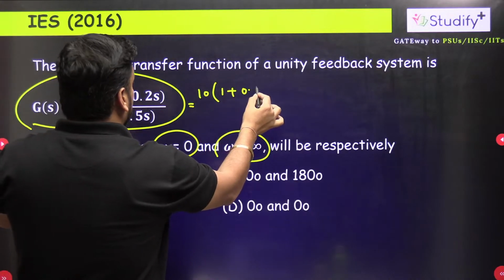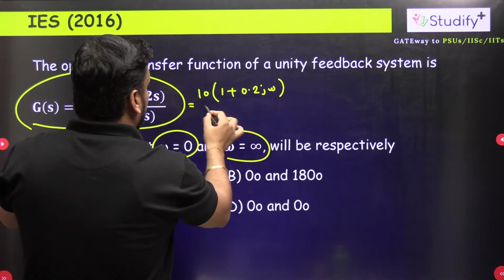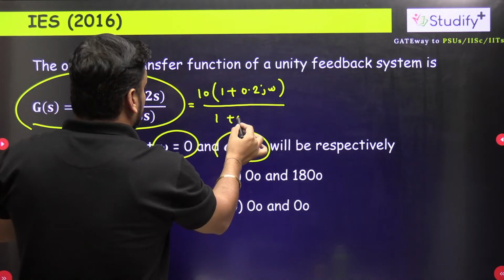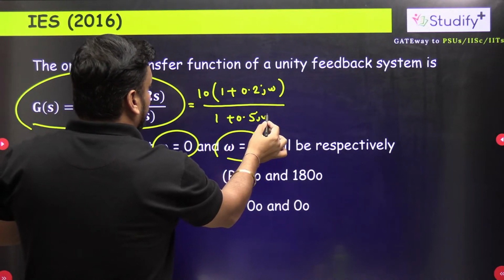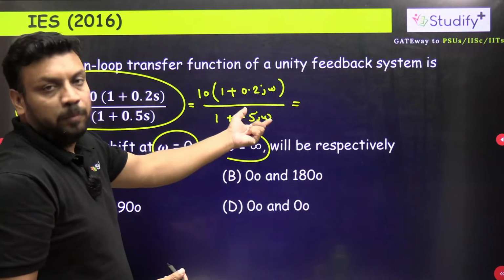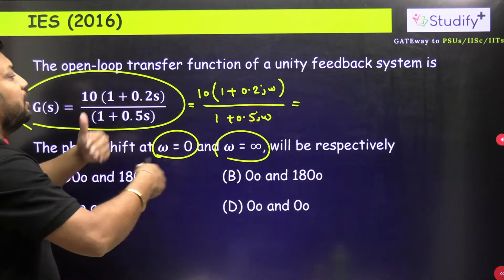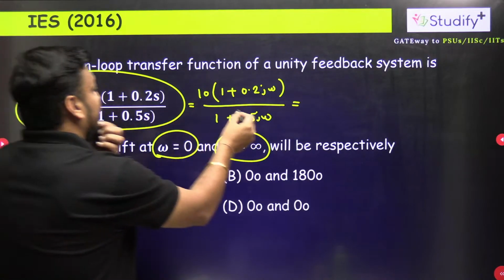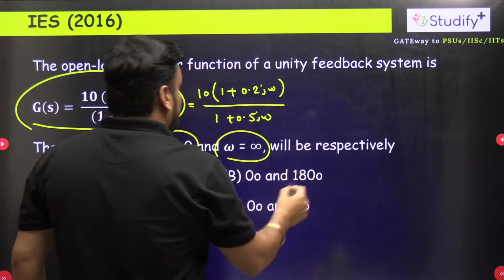(1 + 0.2 j omega) / (1 + 0.5 j omega). But as we solve more questions, it is not always required to put j omega. Wherever s is there, assume j omega. Okay. So now tell me what is the angle. From this, can you please write the angle equation?